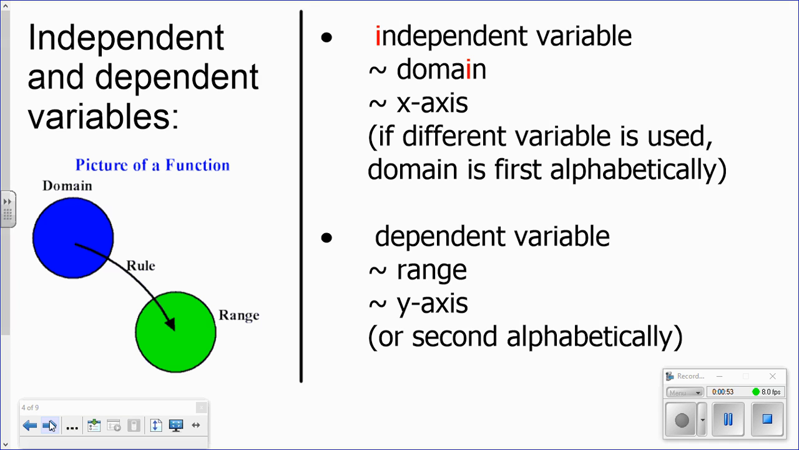Independent and dependent variables. Independent variables are the domain, which is the x-axis. If the variables are different, like they use m and n, then m is the first one, the domain, and n is the second one, which is the range. The dependent variable is your range or your y-axis, or if it's other letters, the second one.